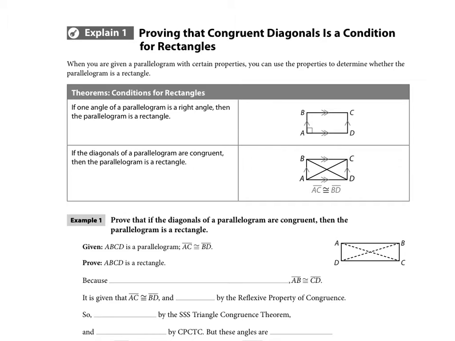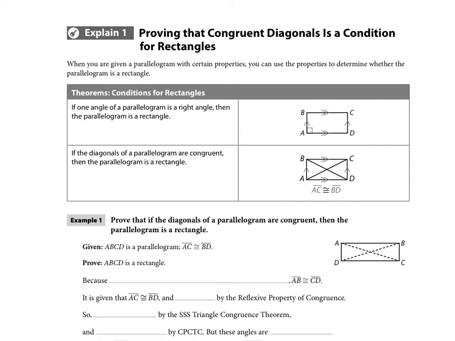Theorem number 1 is if we know one angle of a parallelogram is a right angle, then we can certainly say that the parallelogram is a rectangle. That is because if we know the parallelogram is a parallelogram, then this angle here is going to be congruent to the opposite angle, of course. And then if the sides are parallel, then the same side interior angles A and B, C and D, and so on would be able to be right angles as well, because they need to be supplementary. So that's the first one.